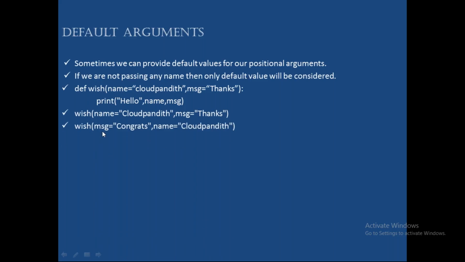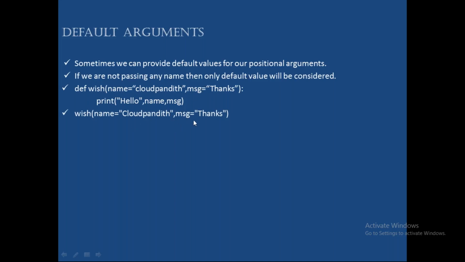If you're saying message equal to congrats, name equal to Cloud Pandit. Can you see the difference here? First, let's see the difference. What is the difference? In this, name is a small Cloud Pandit, here you have a capital C. Which one will it take? It will take whatever value you are passing. Default values will be considered only when you are not passing any value.